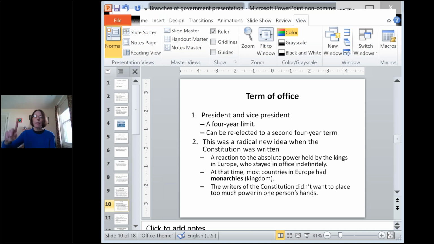Okay, the judicial is coming next, but let's first talk about the term of office. The president and vice president's term of office, which means how long they're in office, has a 4-year limit. So we vote for president and vice president for 4 years. The president picks the vice president. We're not voting independently for vice president. And then they can be reelected to a second 4-year term.